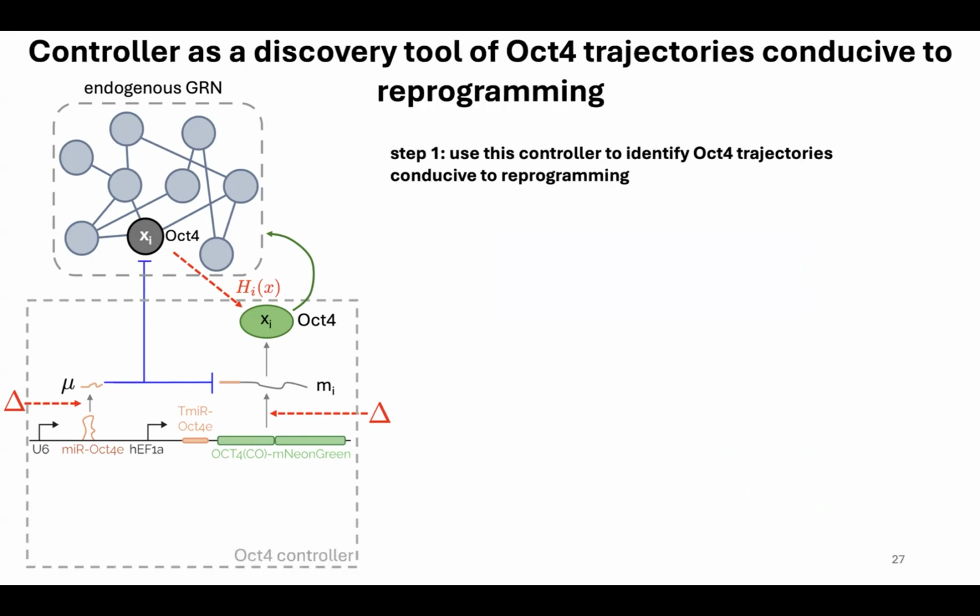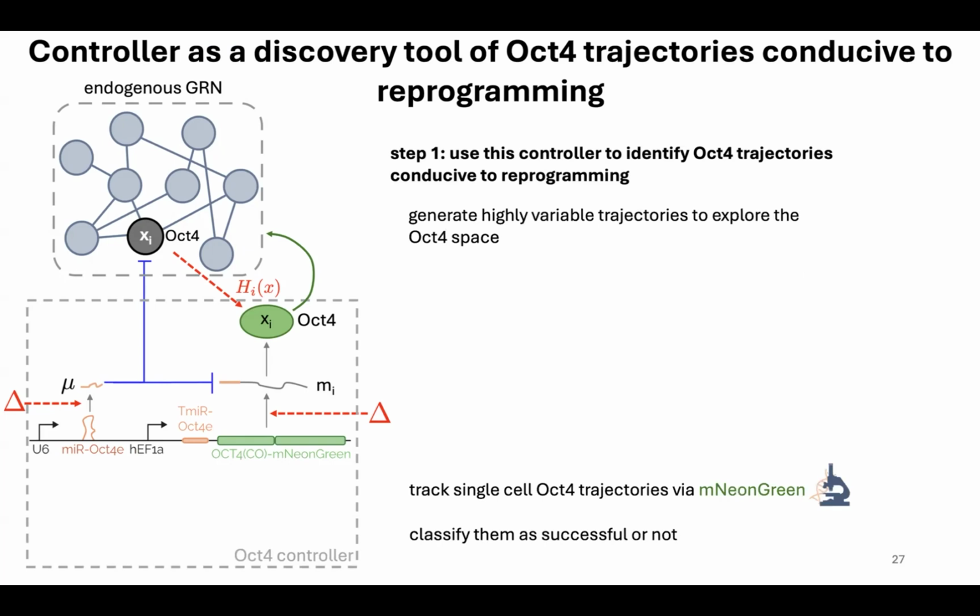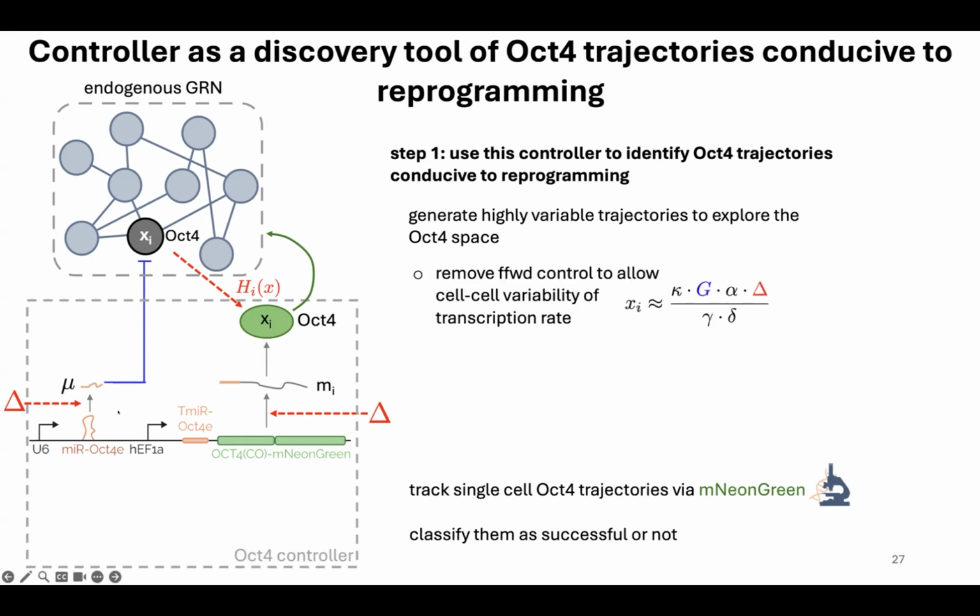So step one is more of an exploratory task, right? We are using the controller as a discovery tool. What we want to do is span as many trajectories as possible. So we generate a highly variable set of trajectories by removing the feed-forward controller here, because now we want all this variability in levels to come into effect, because we want to explore a potentially very large trajectory space.